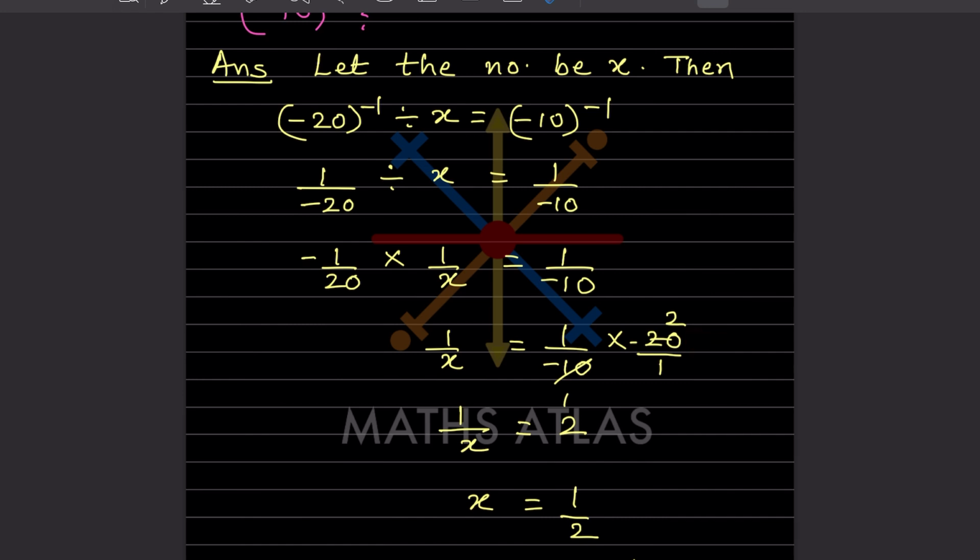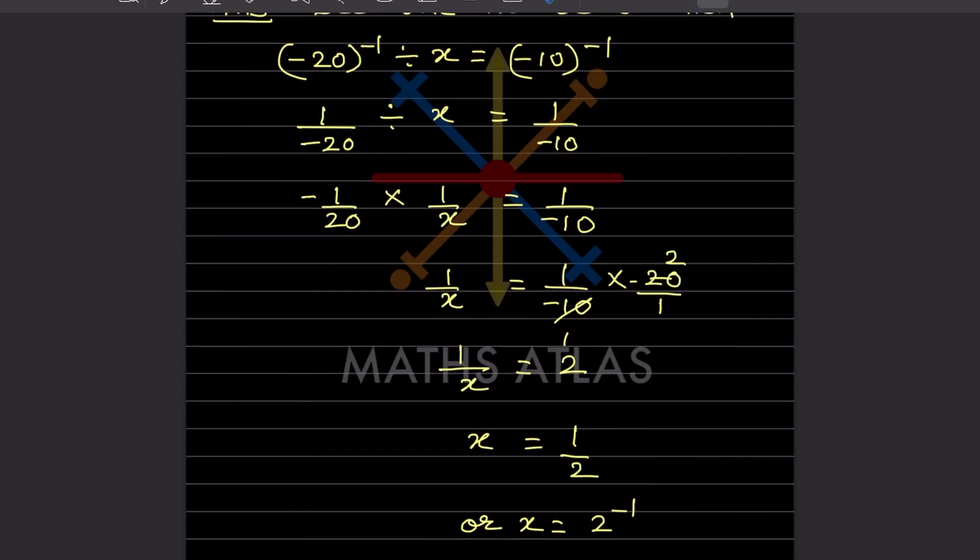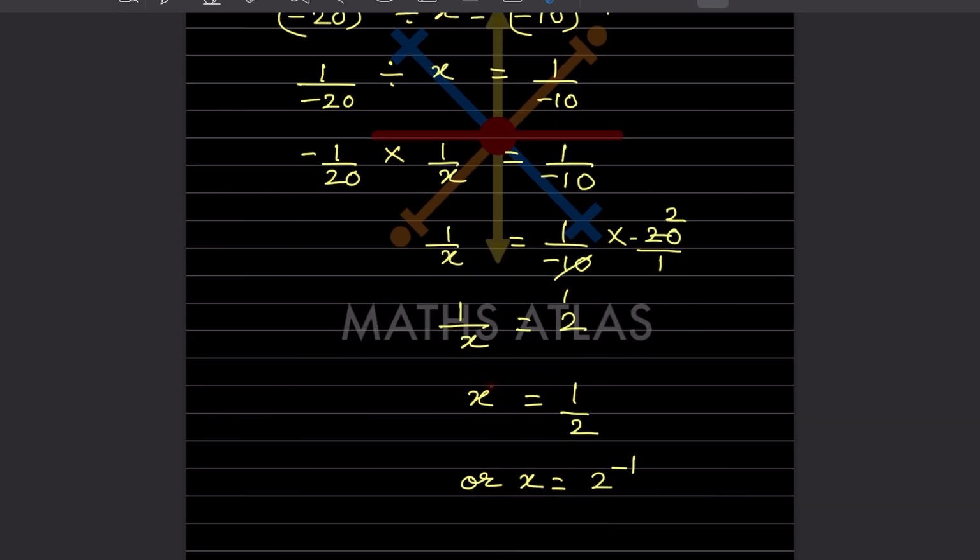So 1 by x will be, 10 ones are 10, 10 twos are 20. So in the numerator we get 2 and in the denominator 1, but this minus and this minus becomes plus. So this is just 2. So now we want the value of x. So x is going to be, this is 2, so this will get flipped over, that will be 1 by 2. Or we can also write this x as, if this goes up, that will be 2 raised to minus 1.